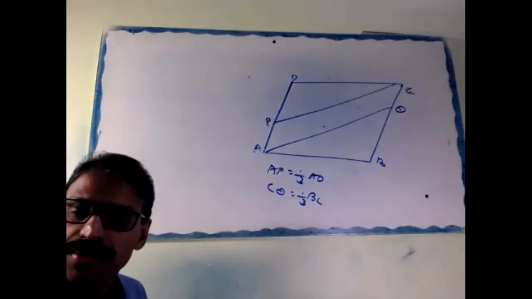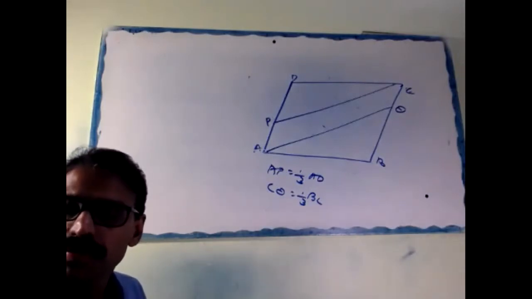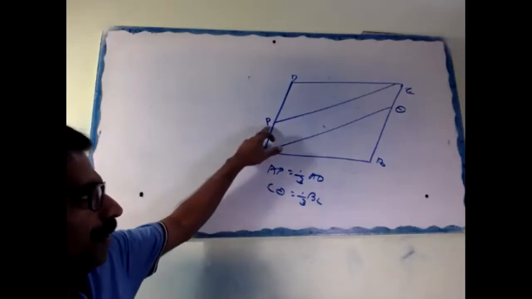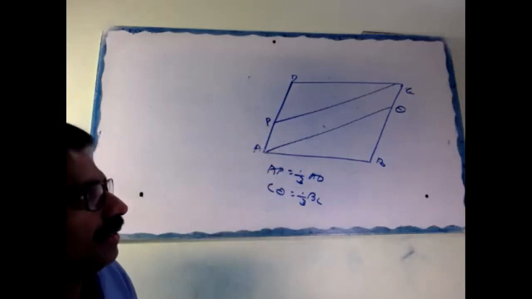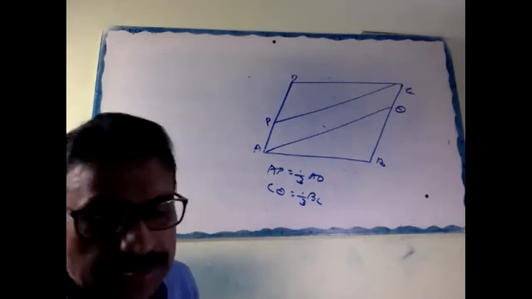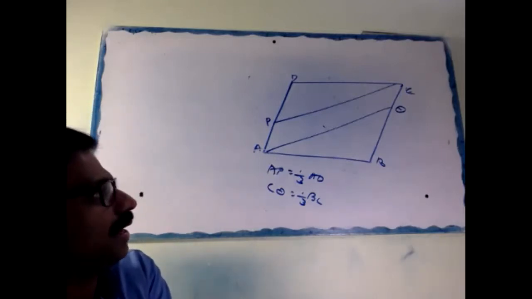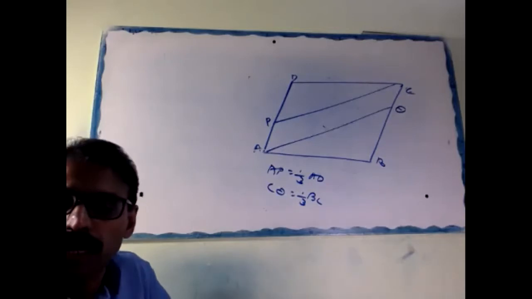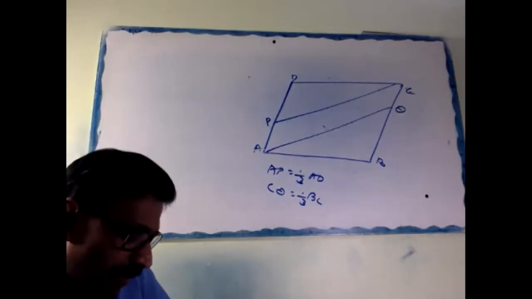Okay, try this one. AP is equal to 1 by 3 AD. CQ is equal to 1 by 3 BC. Prove that AQCP is a parallelogram.